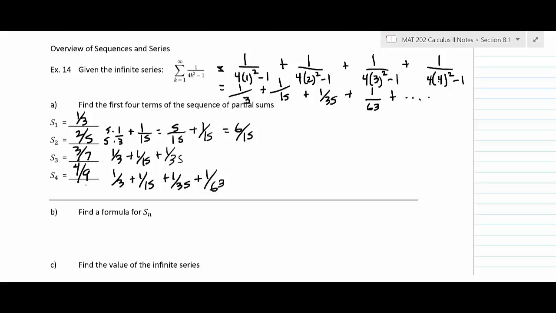Probably a half. Probably. Okay, that would be my conjecture. Okay, we're getting close to a half. All right, so let's analyze this a little bit more formally. We're going to find a formula for the partial sum.